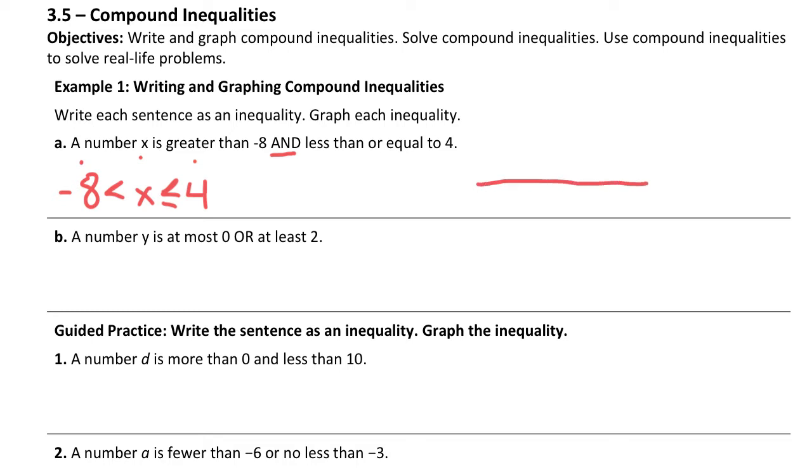To graph this inequality, I'm just going to use 2 points to show how to graph. So this would be an open circle at -8 and a closed circle at +4. And since our value is greater than -8 and less than or equal to 4, in this case I would shade in between the two, because it's less than or equal to 4, but still greater than -8.